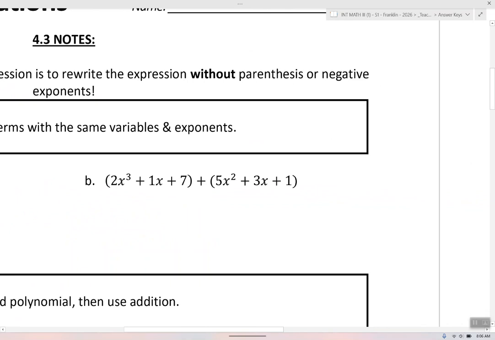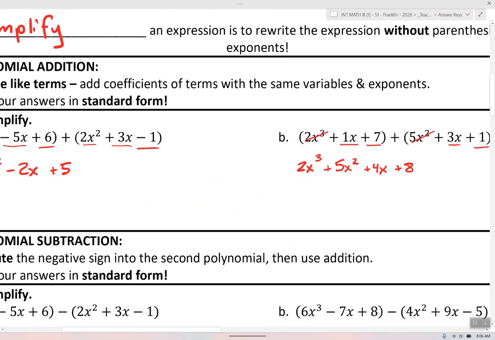All right, example 1b, do the same thing. Now here we have an x cubed, but there's no x cubed in the second polynomial. So we're just going to leave that 2x cubed alone. Nothing is going to happen to it. But we do want it to come first because of standard form. A very similar thing happens here with this 5x squared. There's no other x squared term to add to it, so we'll leave it alone as well. Taking care of these two. So next we'll do 1x plus 3x. That gives us 4x. And then 7 plus 1 is 8. So there's our simplified polynomial there in standard form.